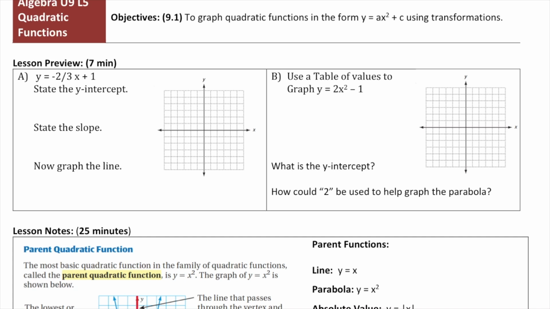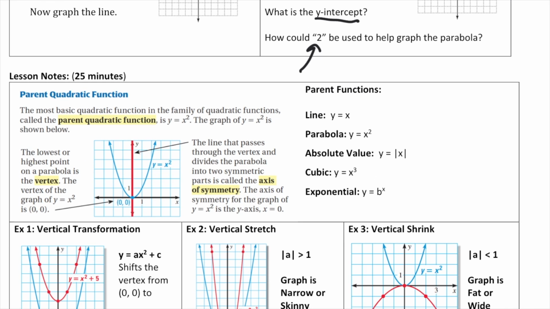For today's objective, we're going to graph quadratic functions in the form of y equals ax squared plus c. And we're going to see if there are shortcuts for graphing this. For question A, you're graphing a linear equation. Remember what a y-intercept is, figure out your slope, and then graph your line. For question B, we're going back to making a table of values. Let's see what the y-intercept is, and can 2 be used to help graph this parabola?